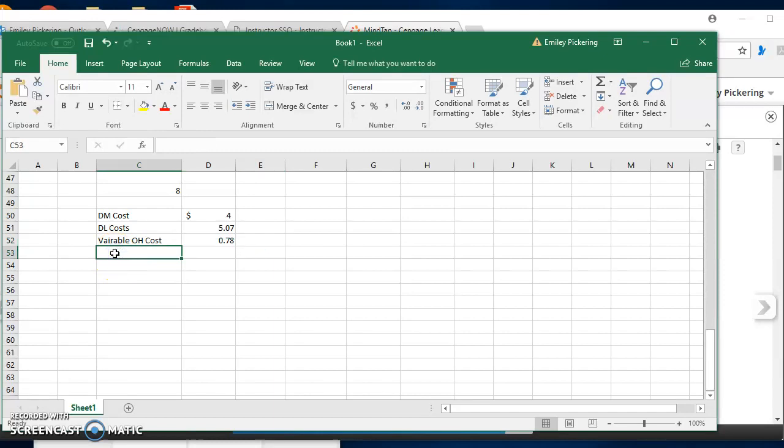I've spelled variable wrong, sorry. And then I have fixed overhead, and that is 54,600 divided by 20,000 units. Okay, so we have our cost per unit for each one. And then number two, I just wanted to find the total unit cost, which is $12.58.